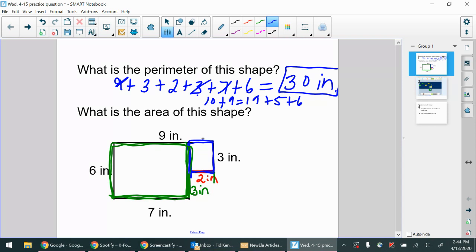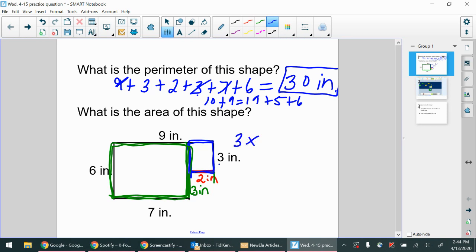If I'm looking at this small, tiny little blue rectangle, I need to figure out what is the length and what is the width. Now, I have a bunch of different numbers around here, so I need to really think, how long is this height or this dimension, and how long is this dimension? Well, if I look here, the height of it, I can see that's 3 inches. So one of my dimensions is 3.